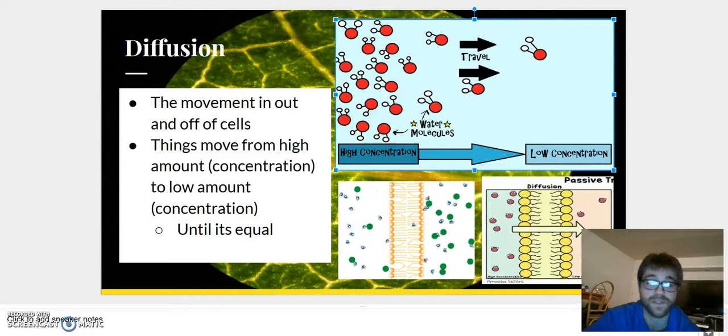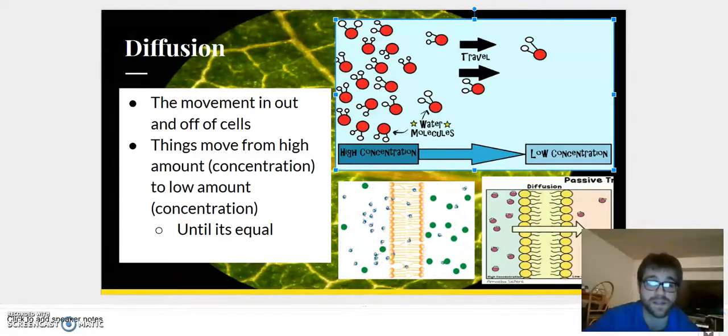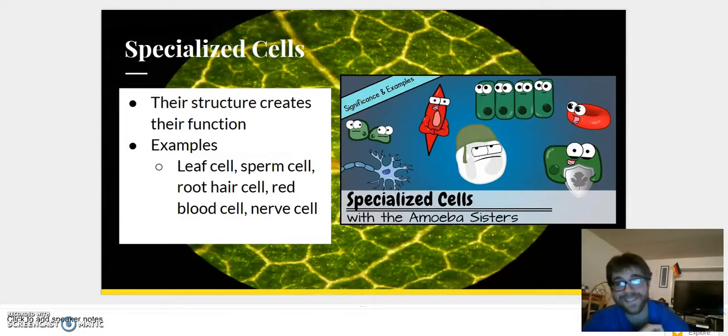Alright, besides diffusion, we've got some specialized cells we need to talk about. Specialized cells are those cells where structure truly creates function. These kind of cells, the way they're built, really decides what they do. It decides their function. And we're only going to talk about 3 here because I'm only going to ask you about 3 on the quiz. There's a lot of other cells I could ask you about, but I won't. I'm only going to ask you about these 3.